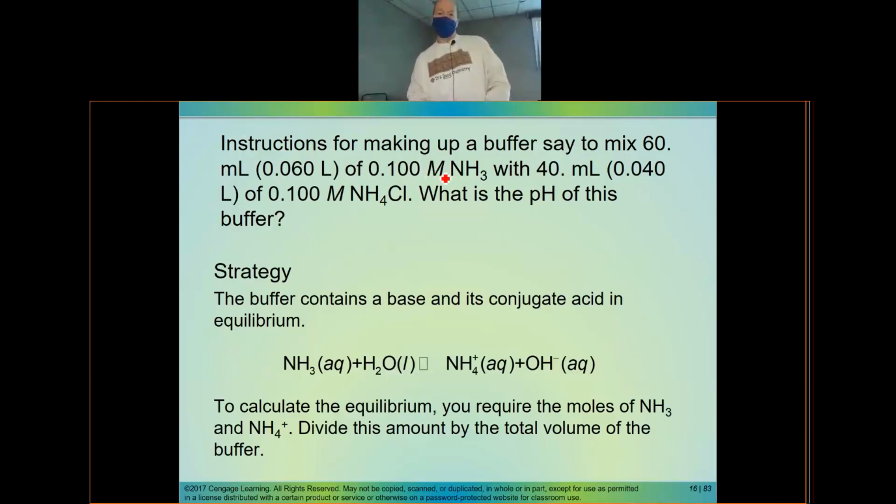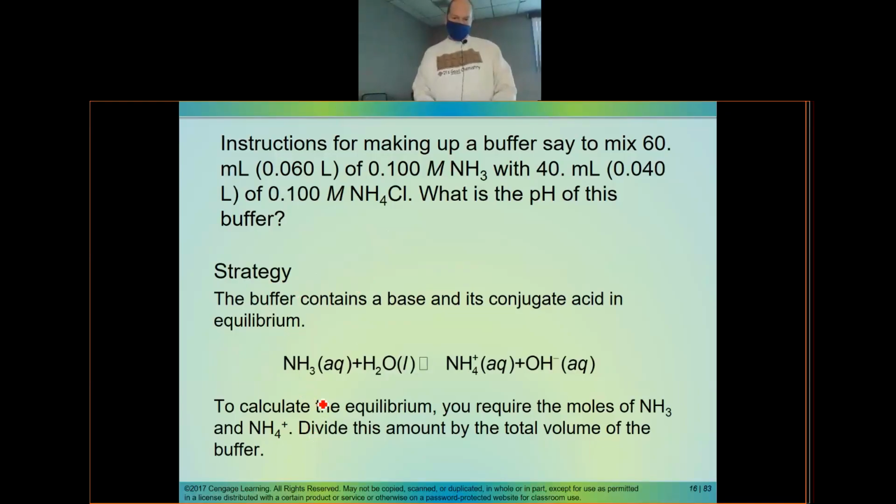So we are making up an ammonia buffer, right? So we have ammonium and ammonia. The buffer says to mix 60 mils of 0.1 molar NH3 with 40 mils of 0.1 molar NH4Cl.